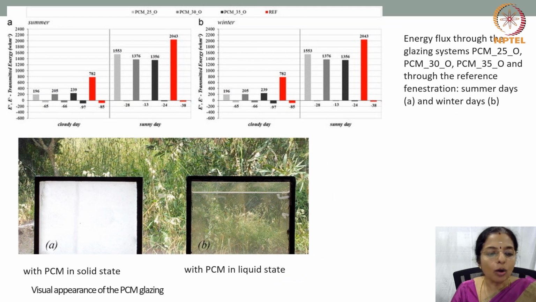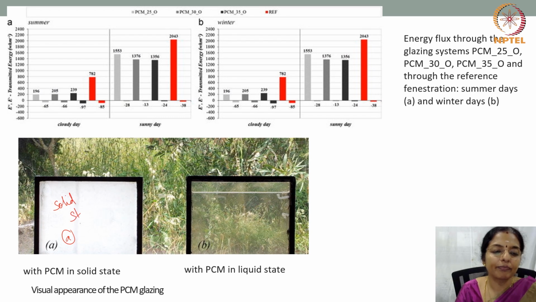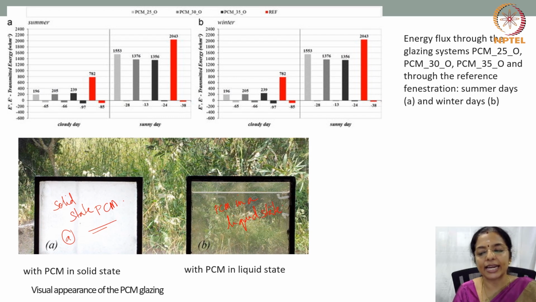So, how does it effectively look? A PCM in a solid state will look like this. A solid state PCM, because of exposure to heat, will look like this, and a PCM in a liquid state becomes translucent to transparent. And it can become vice versa. It keeps changing from complete opaque to translucent to transparent.